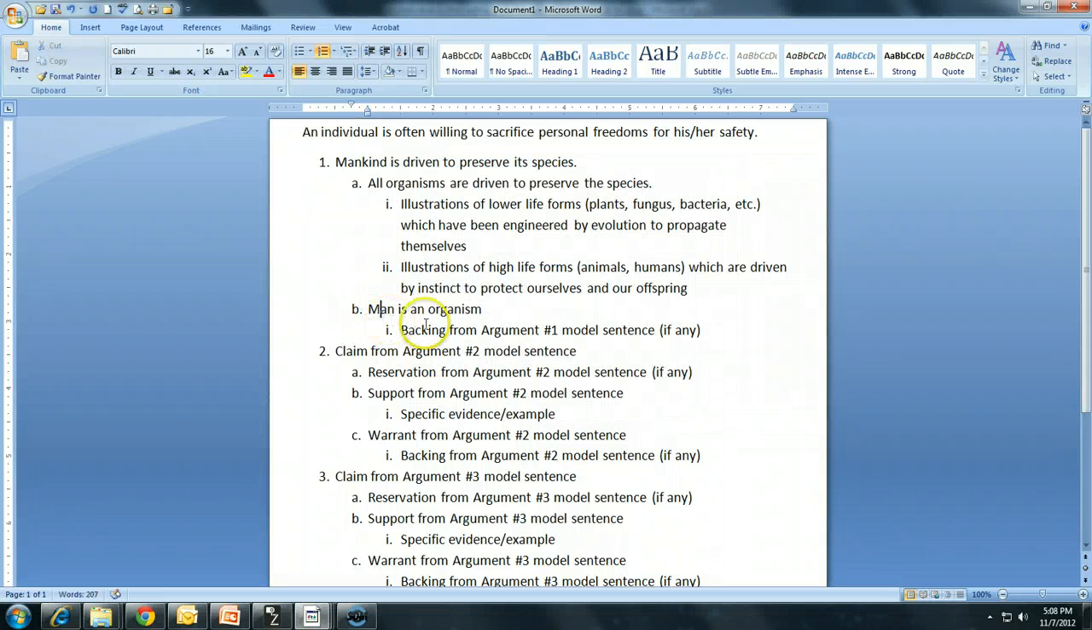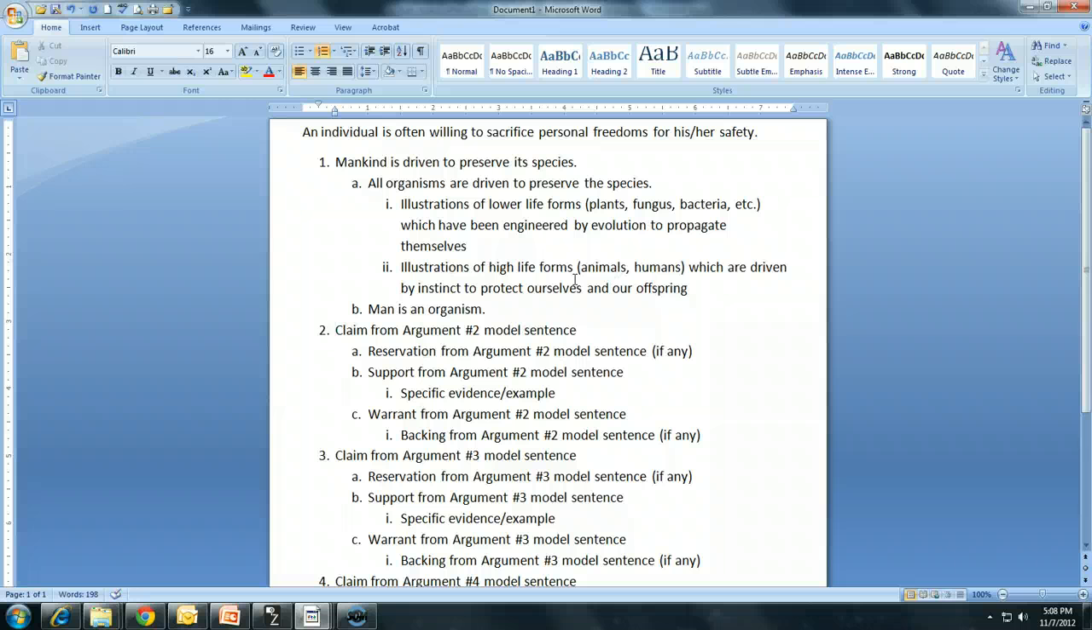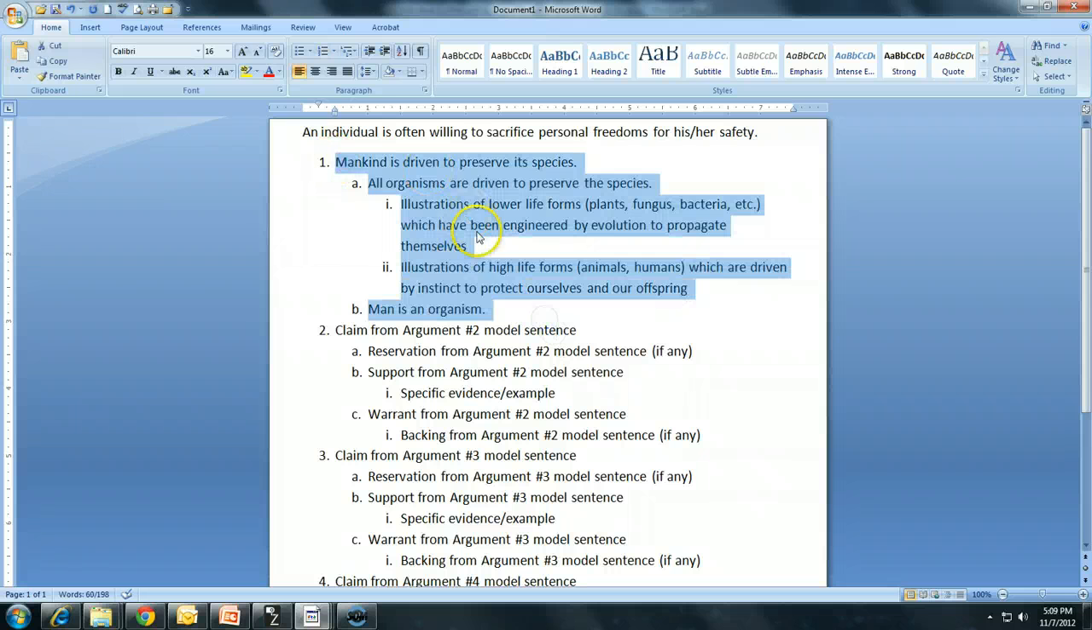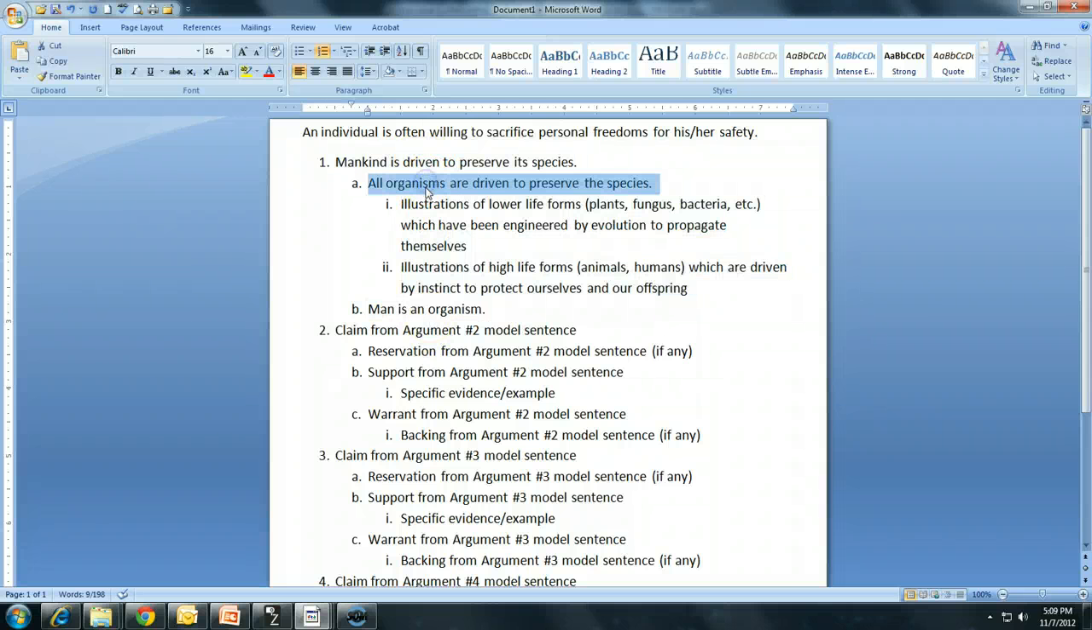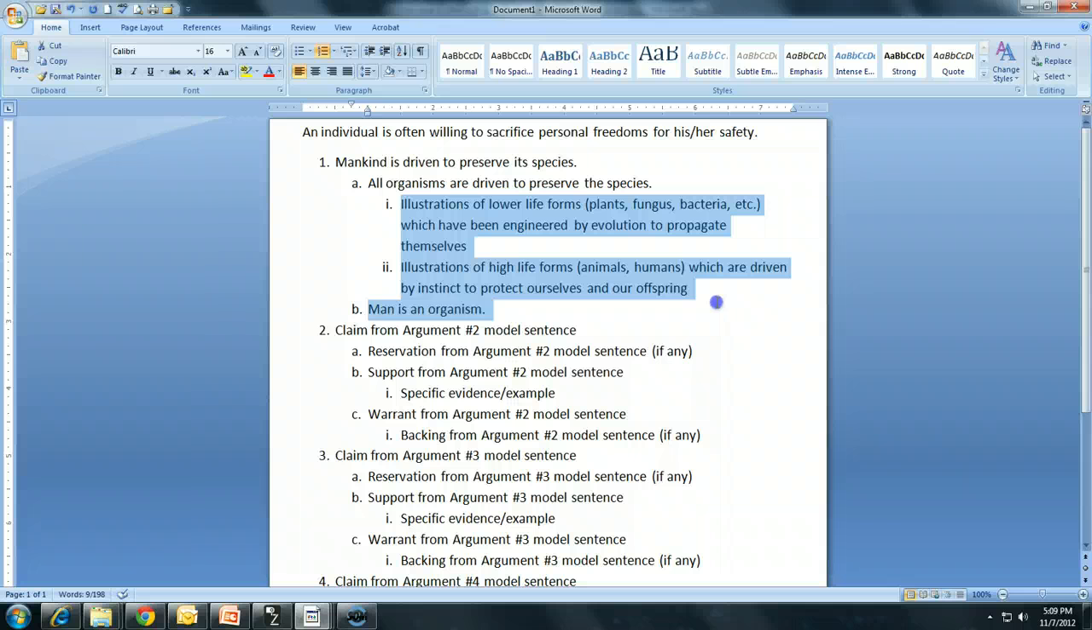And if I really wanted to be specific, I could add some backing to why that is. I could probably cite one of the ancient Greeks' definition of what makes an organism, but let's not do that. Let's not be that tedious here. Cool. So that's how I did just one part of my outline, just one complete argument. I've got my claim, my support, and then my examples / evidence of my support.